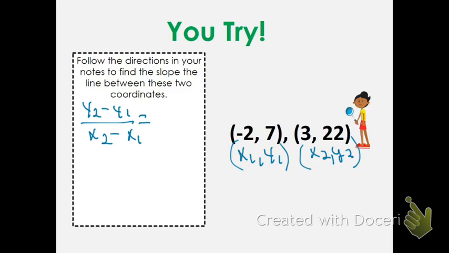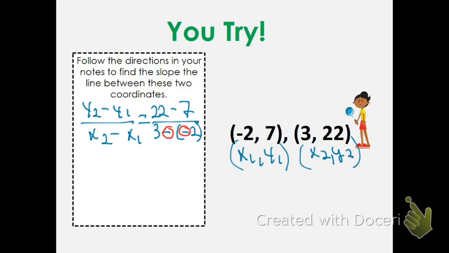So now we're just going to plug those into our equation. So this leaves us with 22 minus 7 divided by 3 minus a negative 2. And this is super important that we keep in mind, we are subtracting a negative 2, because that's going to make all the difference when we figure this out.